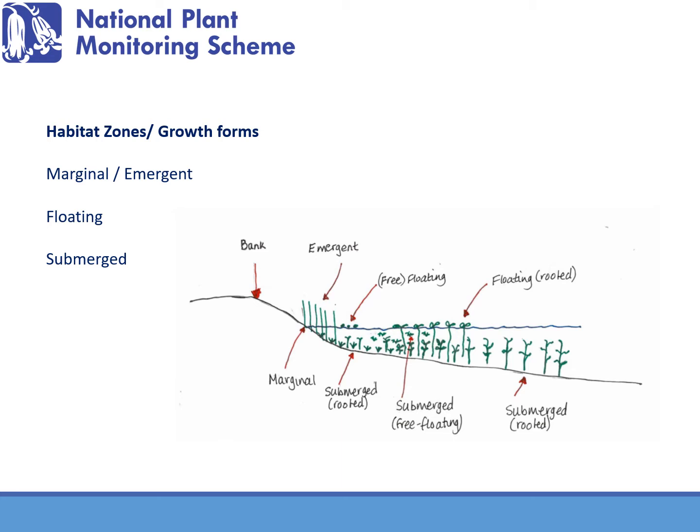Then we have the floating species, and again these are subdivided into those which are rooted at the base here, and then they throw up floating leaves which sit on the surface and are joined by long leaf stems. And then we have some free-floating species which, like the free-floating submerged plants, drift around at the whim of currents.